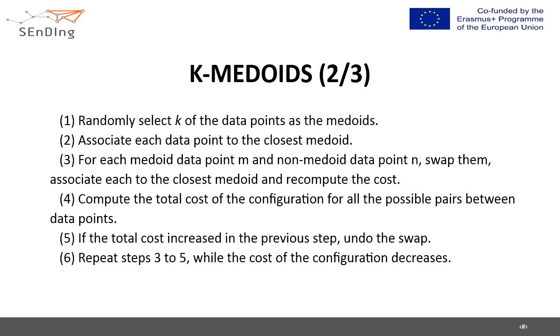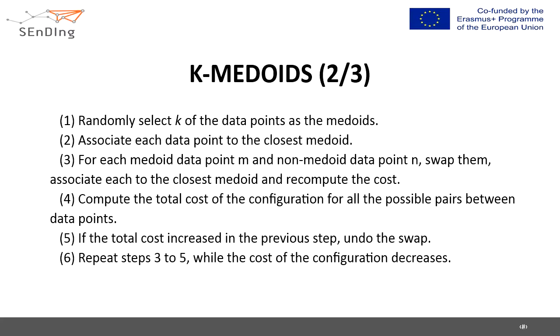Step 1. Randomly select K of the data points as the medoids. Step 2. Associate each data point to the closest medoid. Step 3. For each medoid data point m and non-medoid data point n, swap them, associate each to the closest medoid and recompute the cost. Step 4. Compute the total cost of the configuration for all the possible pairs between data points.